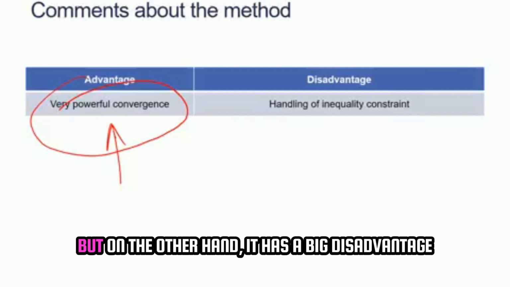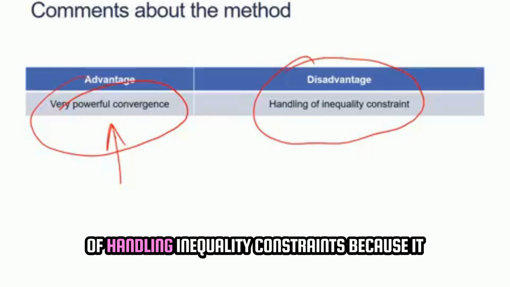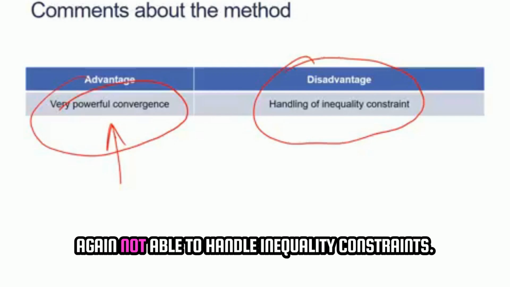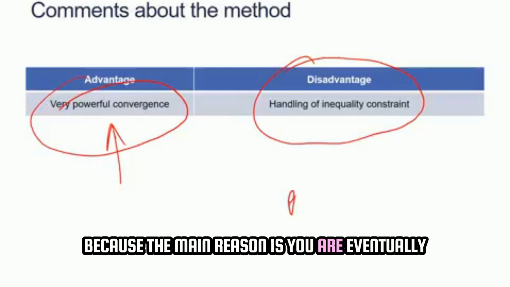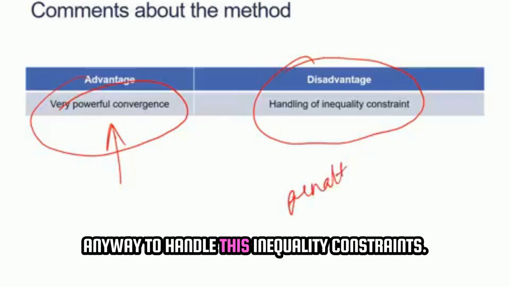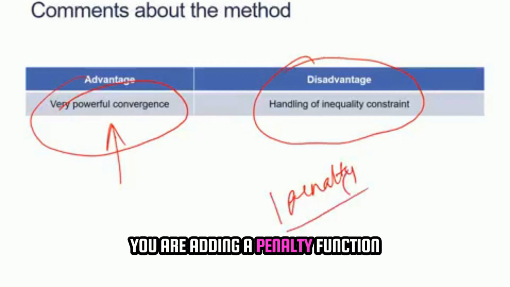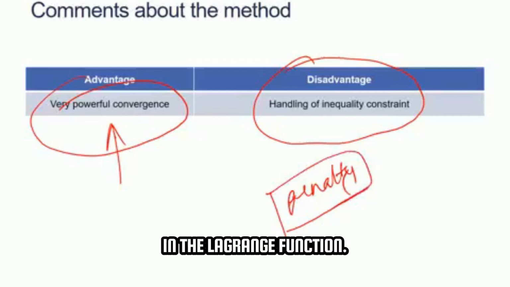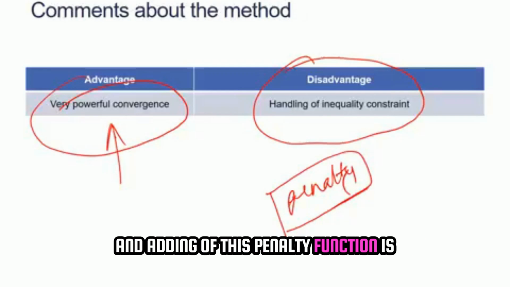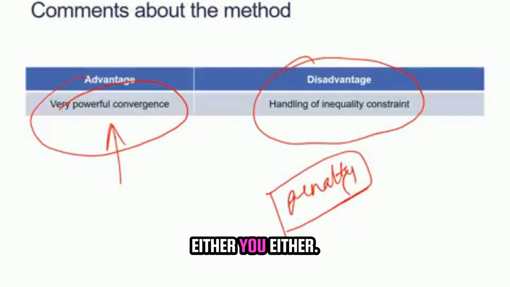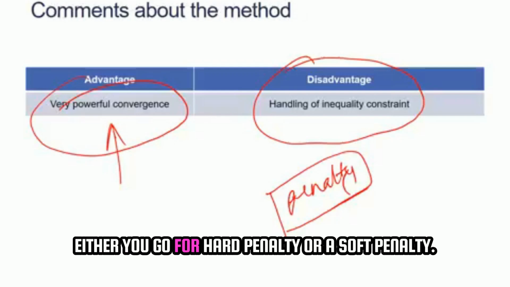But on the other hand, it has a big disadvantage in handling inequality constraints. The main reason is that to handle these inequality constraints, you are adding a penalty function in the Lagrange function, and either you go for a hard penalty or a soft penalty.